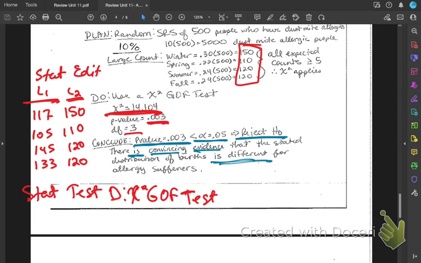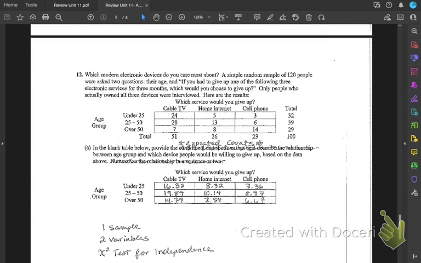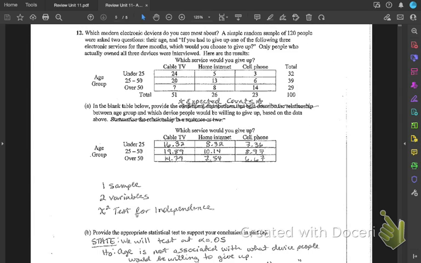Okay. And our final problem. So on number 12, I did ask you guys to make a little change here, and you'll see that here in just a second. Which modern electronic devices do you care most about? A simple random sample of 120 people were asked 2 questions: their age, and if you had to give up one of the following 3 electronic devices for 3 months, which would you choose to give up? Only people who actually owned all 3 devices were interviewed. Here are the results: cable TV, home internet, or cell phone, and then they've got age categories here as well.